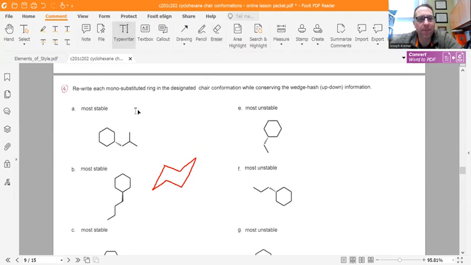Most stable. Do you know where this is going? You remember that one page? It says all things being equal, for a bulky group, it is best to place it... Remember me talking about armrests on an airplane? All things being equal, it's best to place the group what? Axial or equatorial? The answer is equatorial.